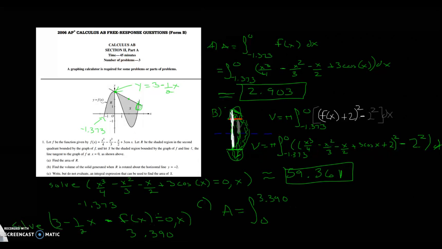Now it would be the line, top minus bottom, so line minus that function. The line we found before, 3 minus 1/2 x, minus f of x dx. And I'm just going to leave this like this. Okay, I hope this video helped.